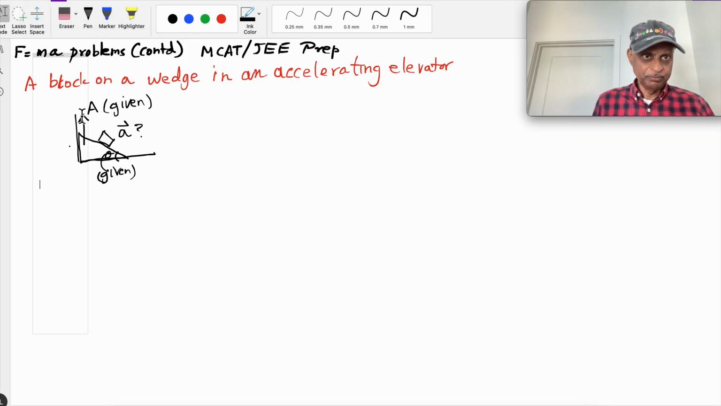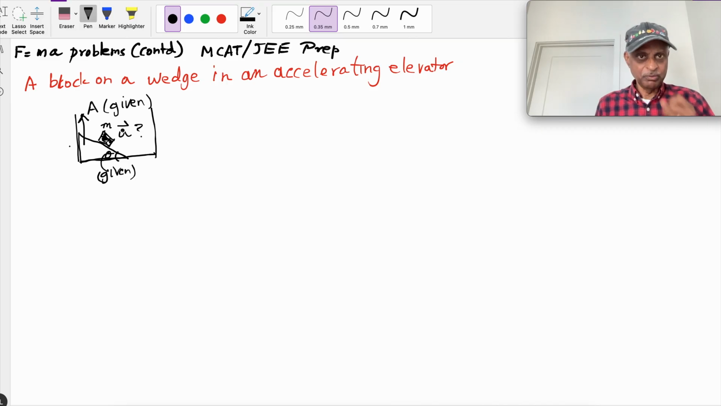Okay, so here is a really interesting problem. We have this elevator, and there's some kind of wedge, and you put a block. We just want to look at these blocks. You can take a mass m; mass will cancel out in this problem. But the elevator itself is accelerating. So this part is called the wedge, and that's the block.